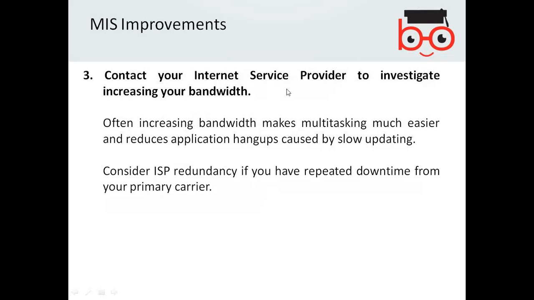Contact your internet service provider to investigate increasing your bandwidth. So for example, at the moment, if the speed is, let's say, 70 Mbps, Virgin Media in the UK offers 200 Mbps, isn't it? Even 100. Even I knew that they offer 300 Mbps as well.